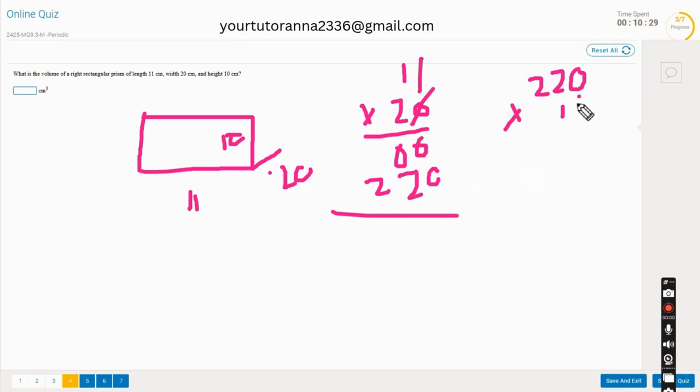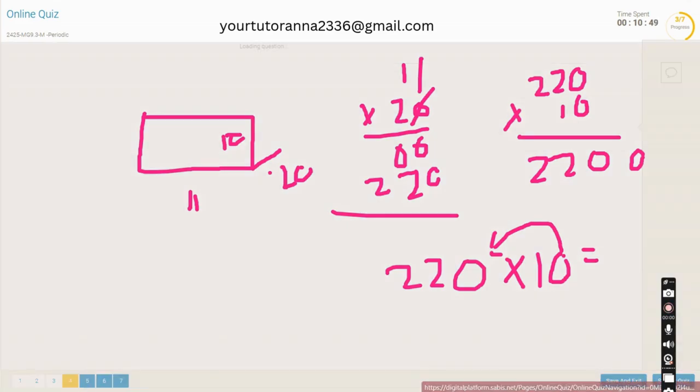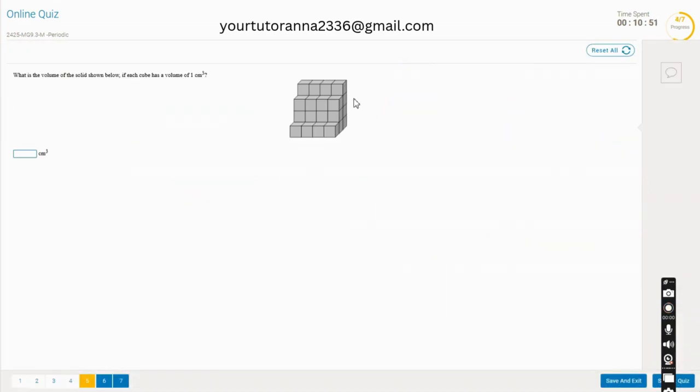So 220 times 10, remember, what is that? 2200. Remember, whenever you multiply by 10, the 0 just gets added to the number. So it will be 2200. The next one, the volume of a cube.